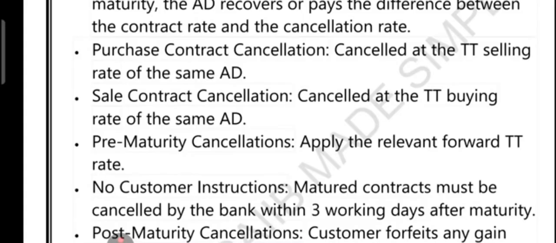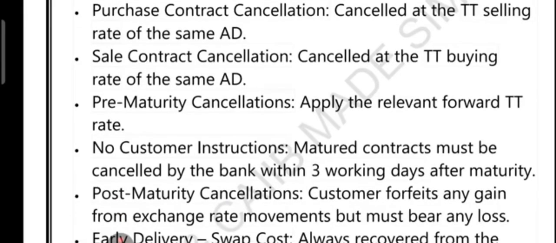Now, if the cancellation happens before maturity, the bank uses the relevant forward TT rate. Now, if the customer gives no instruction, the bank will cancel. Basically, suppose the customer gives no instruction, the bank will cancel the matured contract within 3 working days after maturity.